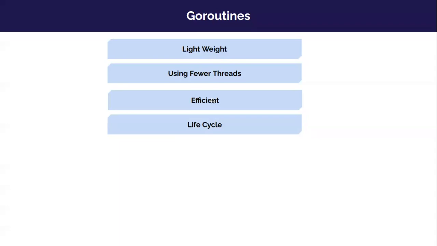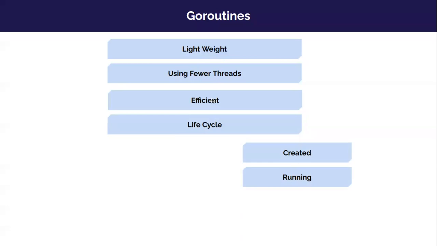And if we discuss the life cycle of goroutines, when we use the go keyword, a goroutine is created. Okay, but it may run or may not run. It waits for the CPU to get free, and when it gets a free CPU, it will start running. Okay, the next step is running.